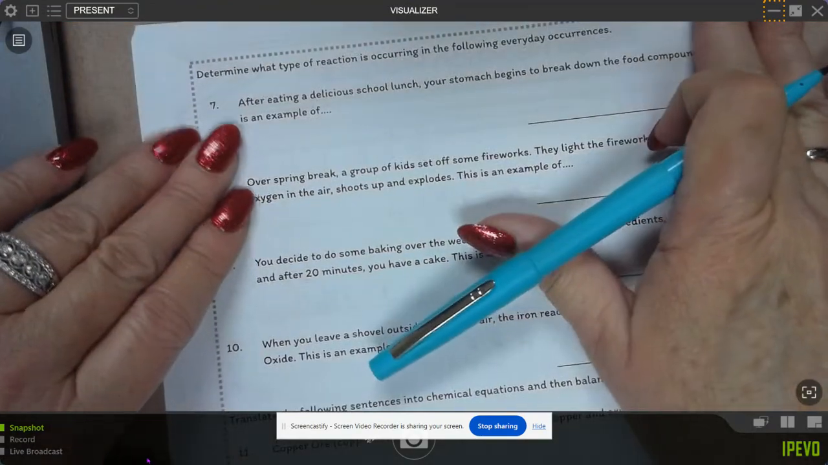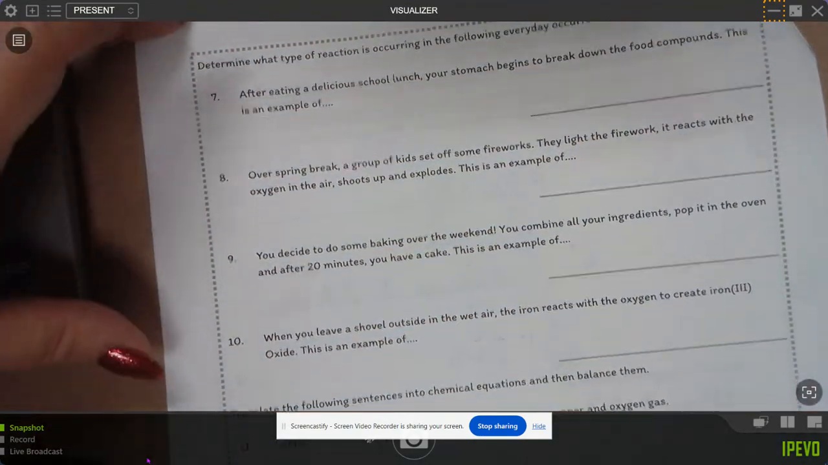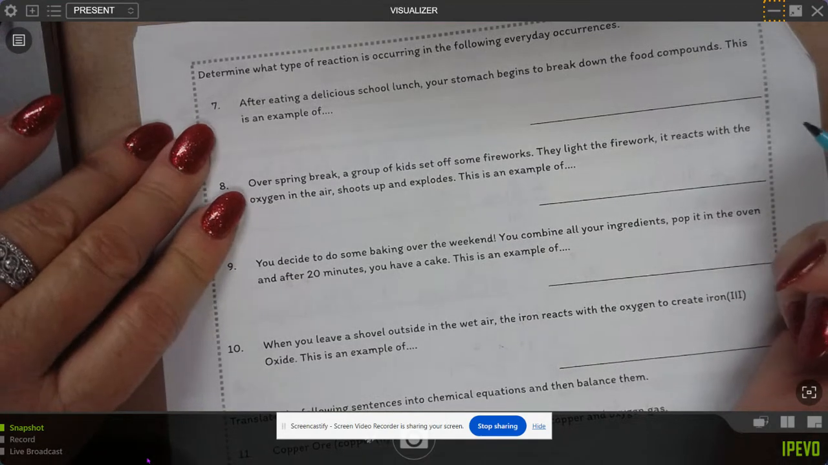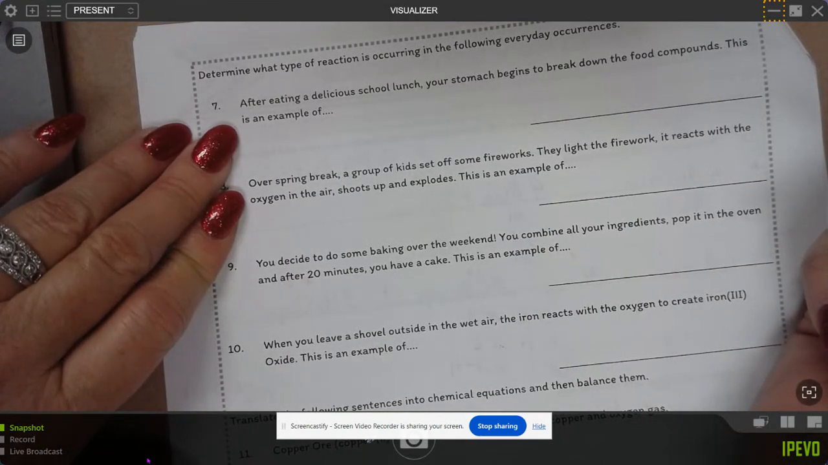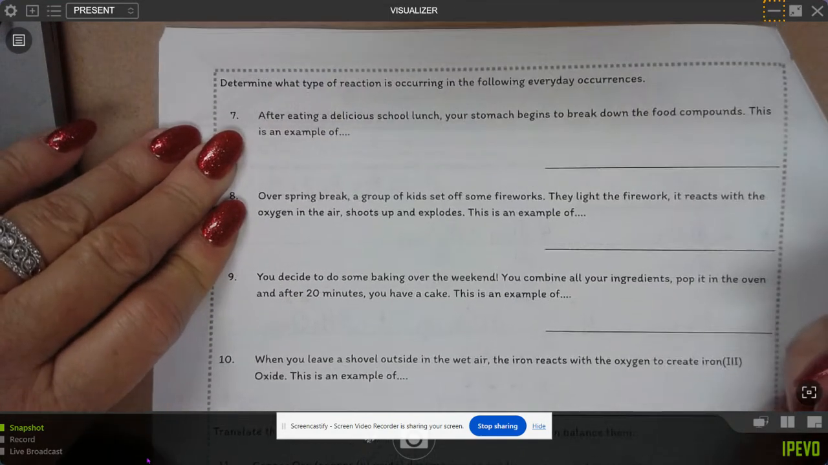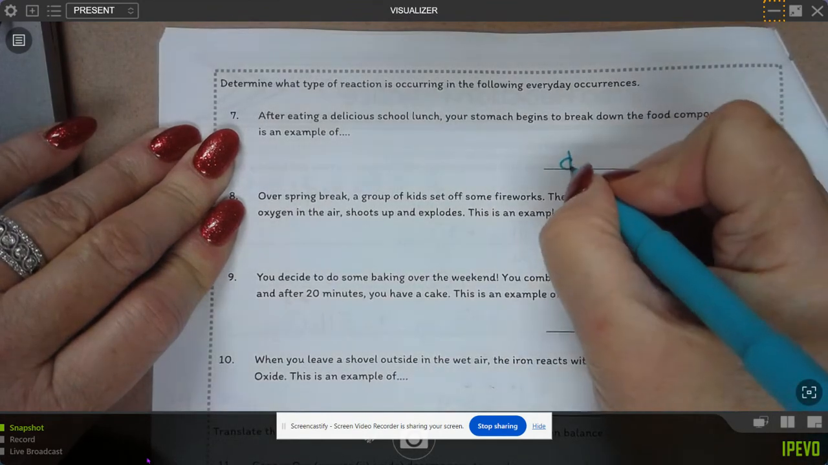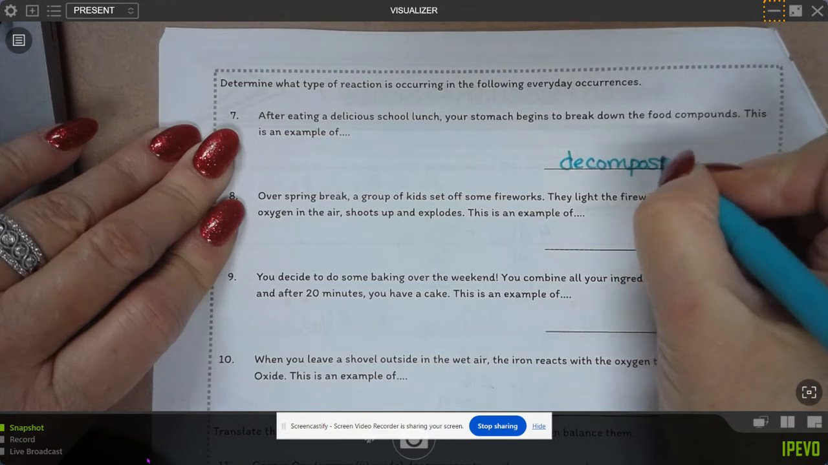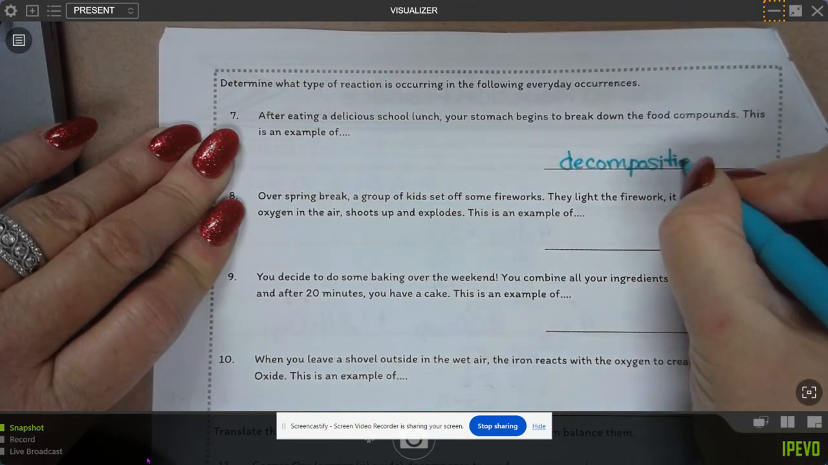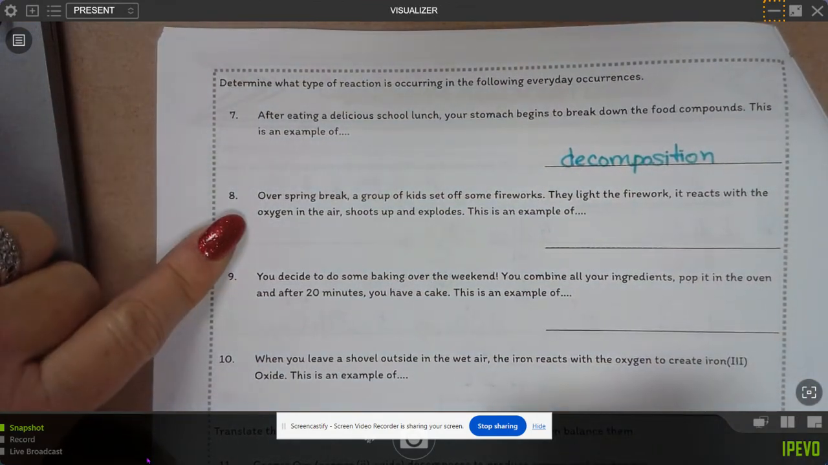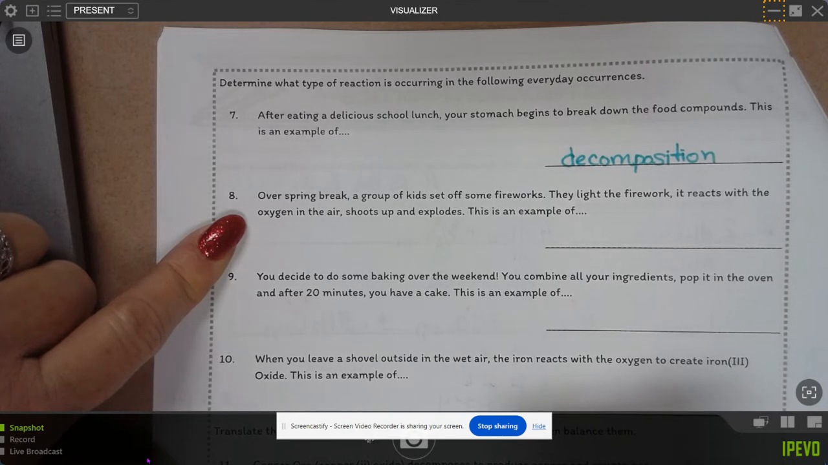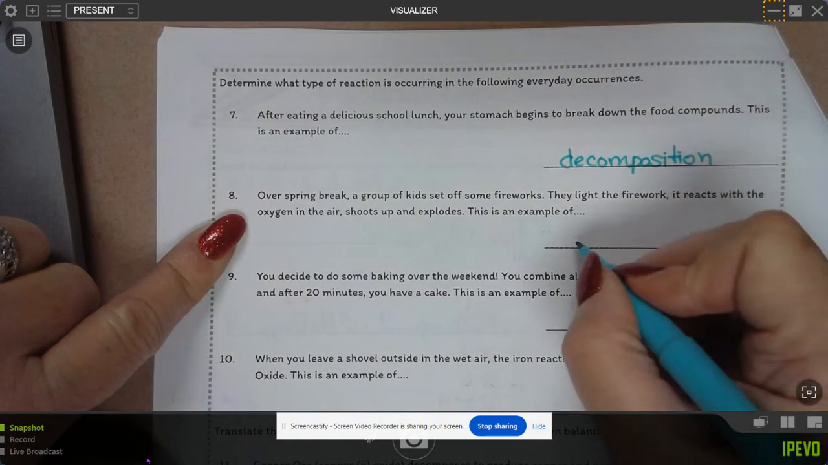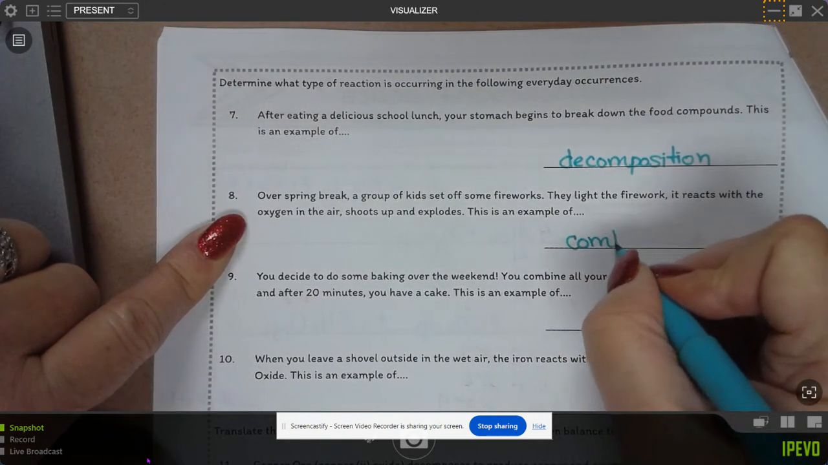All right. So this says, after eating a delicious school lunch, your stomach begins to break down the food compounds. This is an example of decomposition. Break down, decompose. All right. Over spring break, a group of kids set off some fireworks. The light of the firework reacts with the oxygen in the air, shoots up, and explodes. This is an example of combustion.